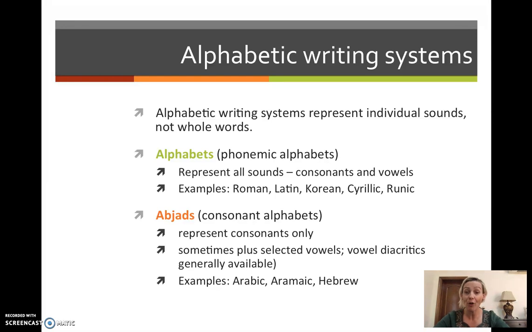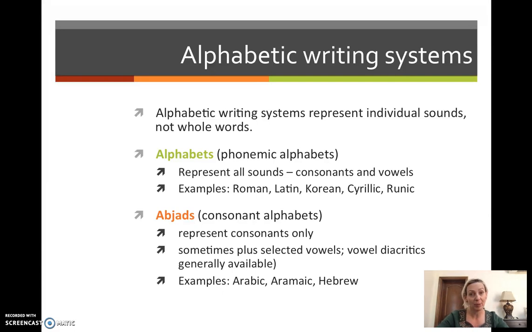So right now, the different writing systems that come from that history are alphabets, which represent all sounds, consonants, and vowels. So English, Old Latin alphabet, right? Korean, Cyrillic, used in Russia. They're all alphabets.